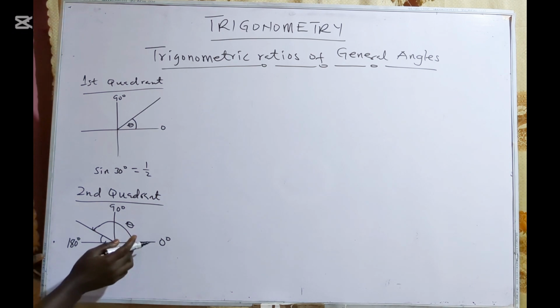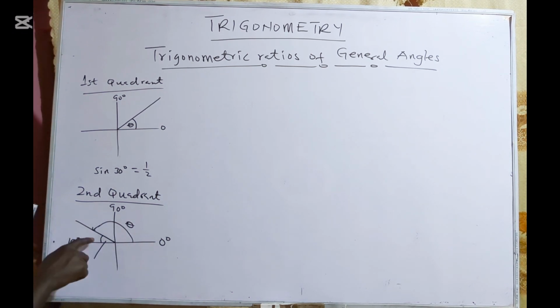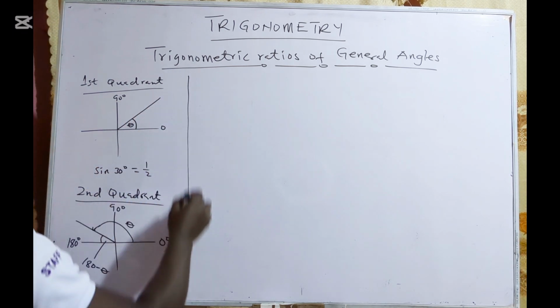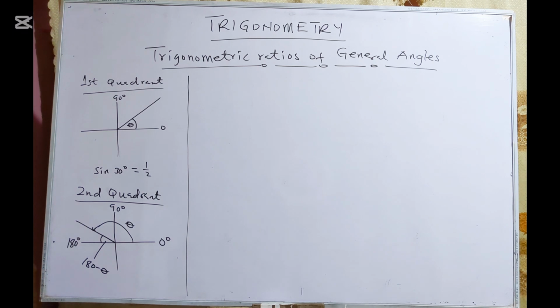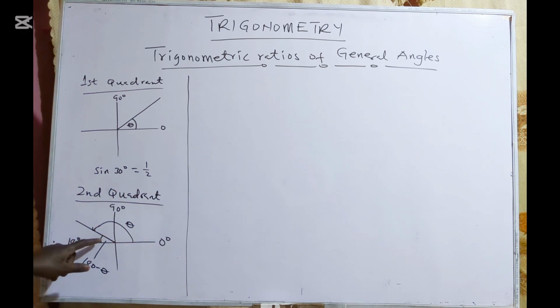So take note, from here to here is 180, and if I'm given the angle in the second quadrant, then how do I get the angle here? I will subtract the angle given from 180, and that will be 180 minus theta. So if I want to write an angle in the second quadrant as an acute angle, I'll subtract the angle from 180, and I'll get the angle as acute, which is on the x-axis.